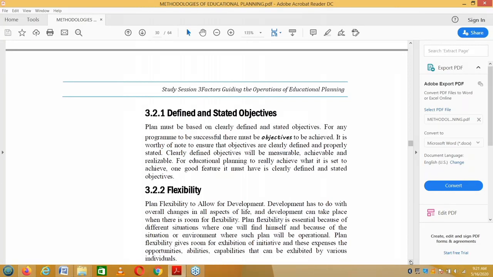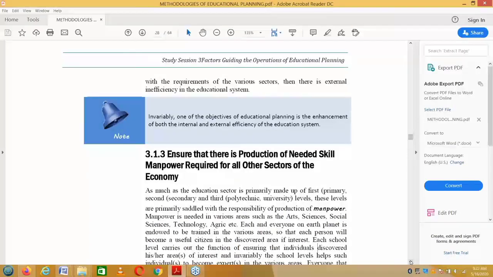Plan flexibility is essential because of the different situations one will find oneself in, and because of the environment where such a plan will be operational. The plan should give room for the exhibition of initiative, and it ought to give room to opportunities, capabilities, and abilities of various individuals. That's the essence of the plan.